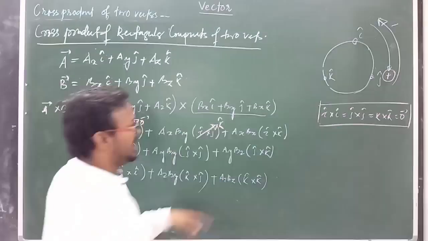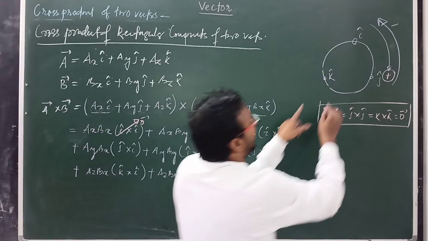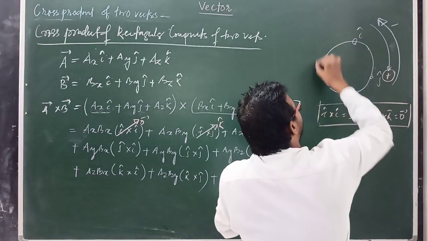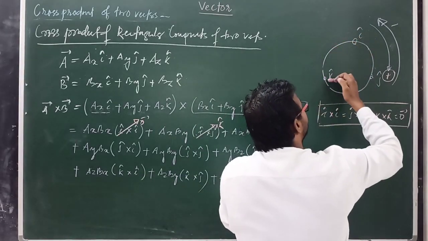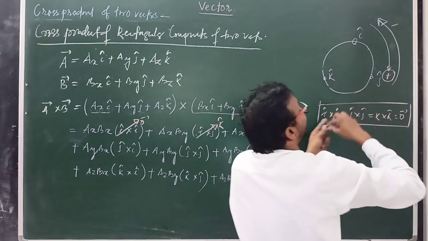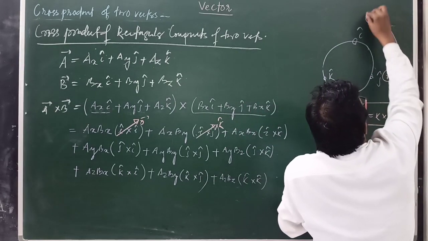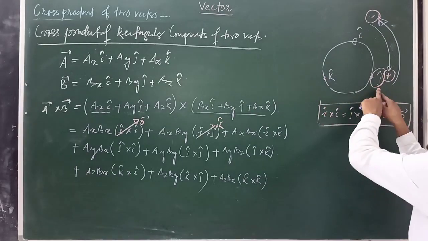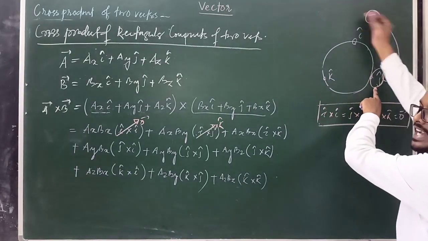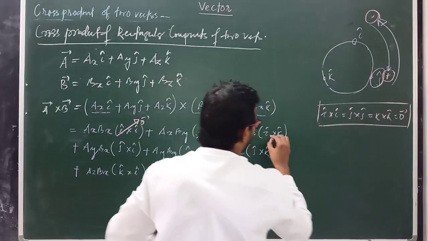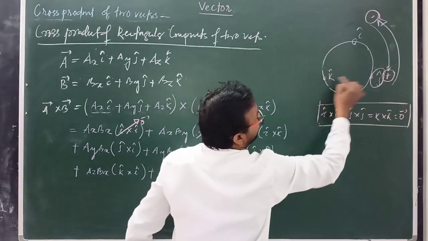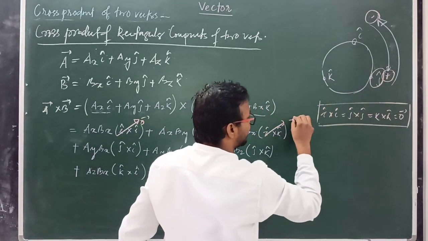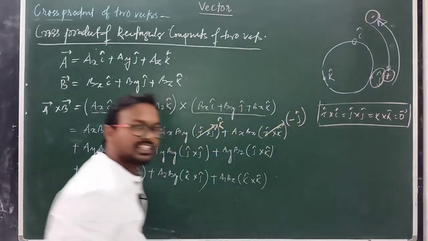Clear? Again i cross k means this direction. i cross k, which is anti-clockwise direction, but we have to use for anti-clockwise direction a negative sign here, and this is j cap. i cross k is equal to j, but with negative sign because this is anti-clockwise direction. So you can write here i cross k, which is j, but here this is minus j, anti-clockwise direction.